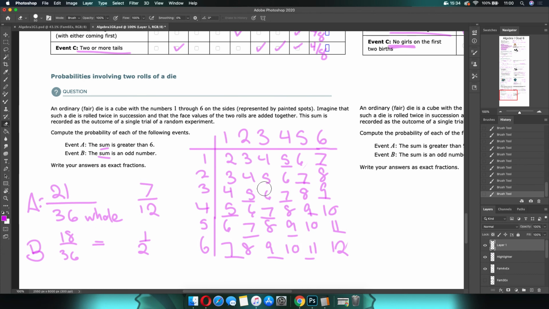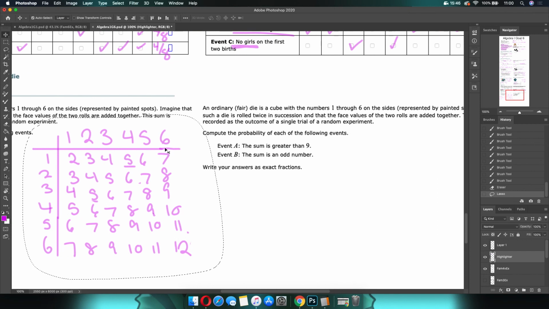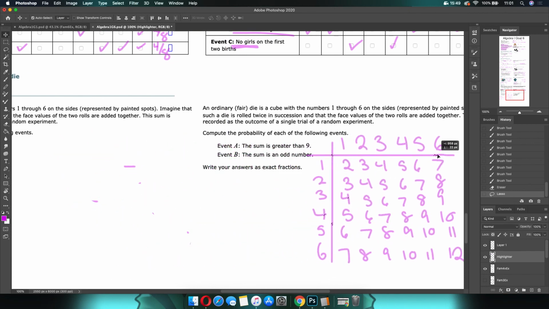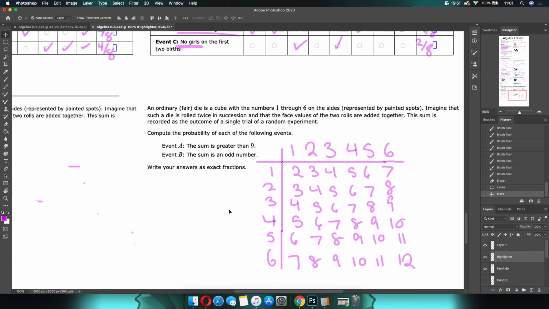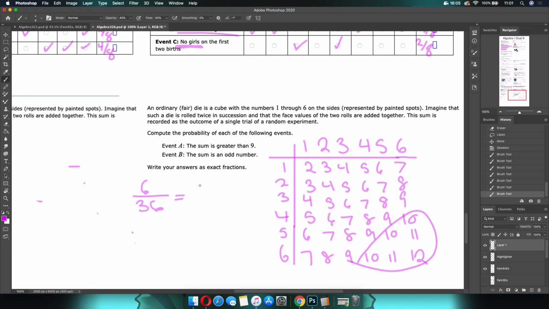So let's now take all of this handy little table and move it over. Move this over. Move this over. Okay, we're all set. Now, what we're looking to do over here is specifically sum greater than 9. So what is going to be our sum greater than 9? Again, it's out of 36. 1, 2, 3, 4, 5, 6. 6 out of 36, which simplifies to 1/6 for part A.